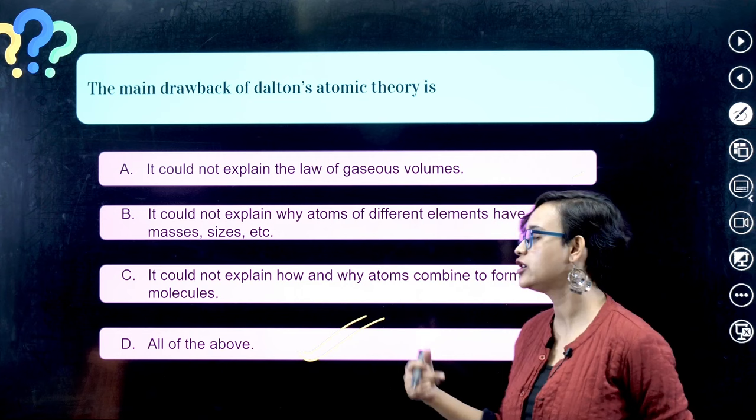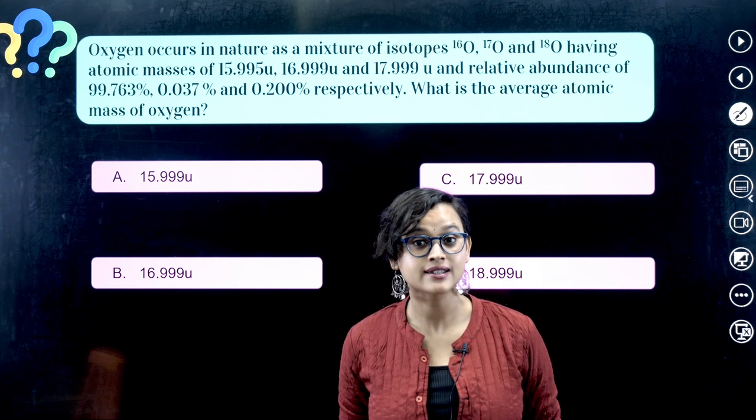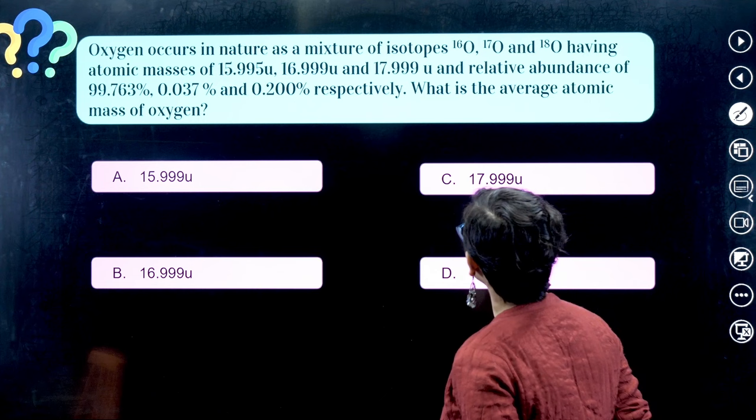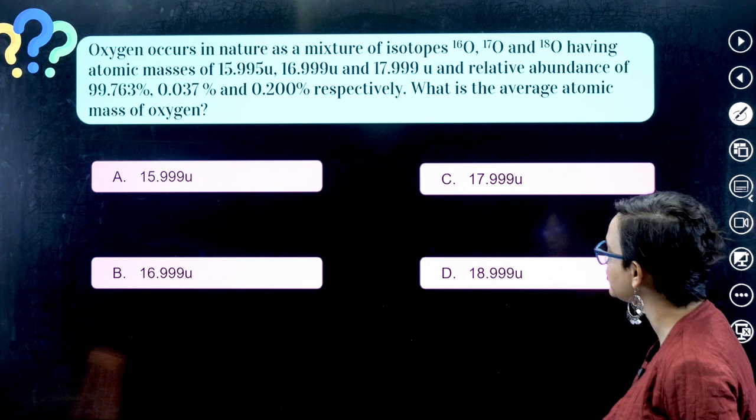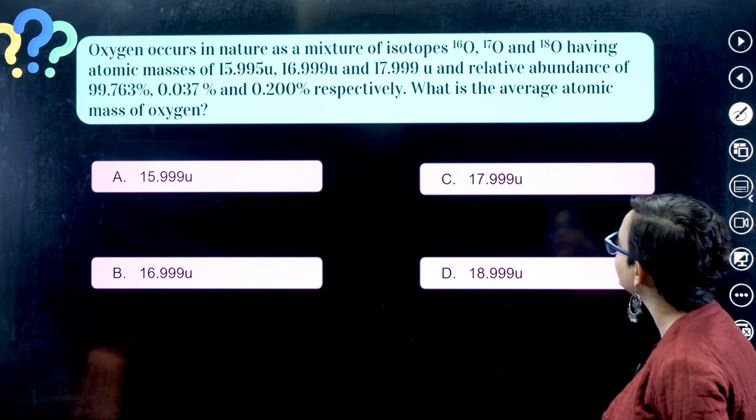Okay, now solve this and you will understand how to calculate average atomic mass. Oxygen occurs in nature as a mixture of isotopes. There is 16O, 17O and 18O having atomic masses of 15.995 u, 16.999 u and 17.999 u, and relative abundances are given like this. What is the average atomic mass?